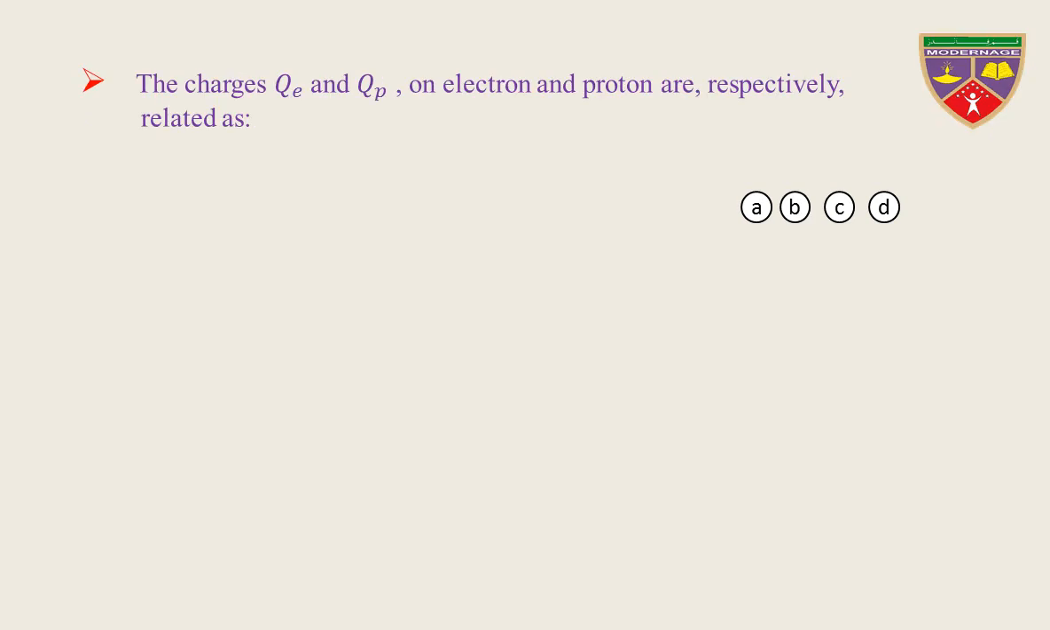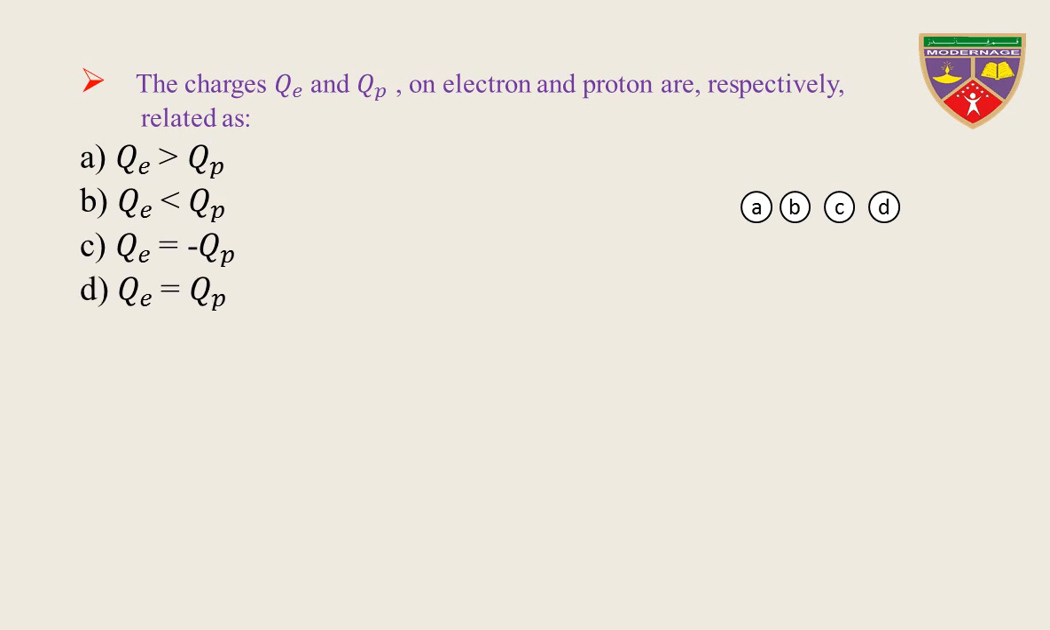The charges QE and QP on electron and proton are respectively related as: option A, QE greater than QP; option B, QE less than QP; option C, QE is equal to minus QP; option D, QE is equal to QP. The key is QE is equal to minus QP. Therefore, the correct option is C.